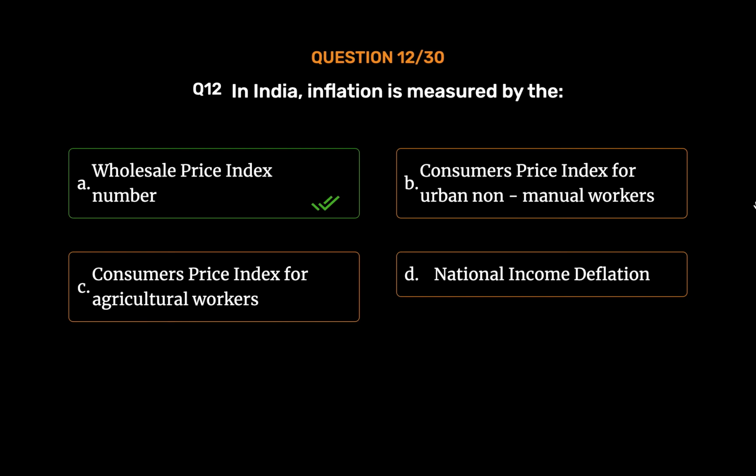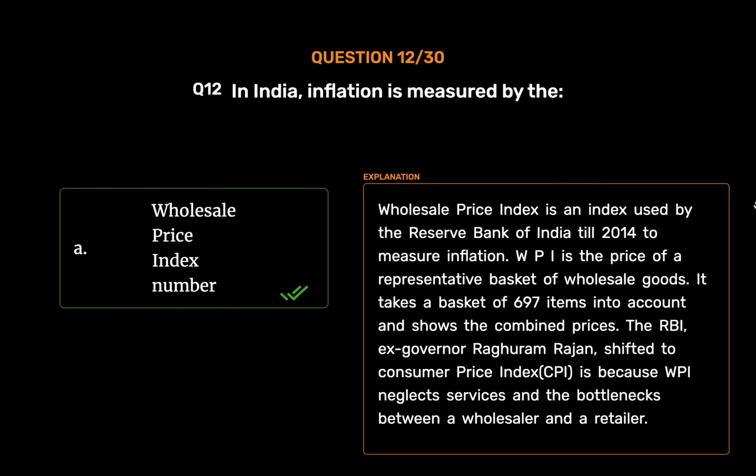Wholesale price index number. Wholesale price index is an index used by the Reserve Bank of India till 2014 to measure inflation. WPI is the price of a representative basket of wholesale goods. It takes a basket of 697 items into account and shows the combined prices. The RBI, under ex-Governor Raghuram Rajan, shifted to Consumer Price Index, CPI, because WPI neglects services and the bottlenecks between a wholesaler and a retailer.